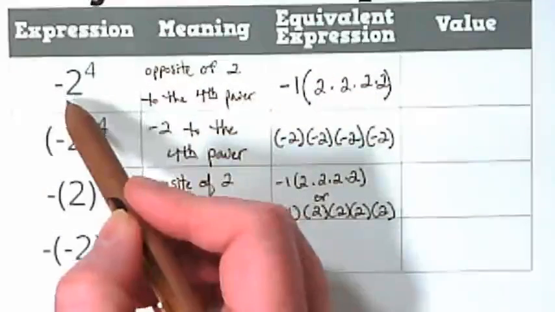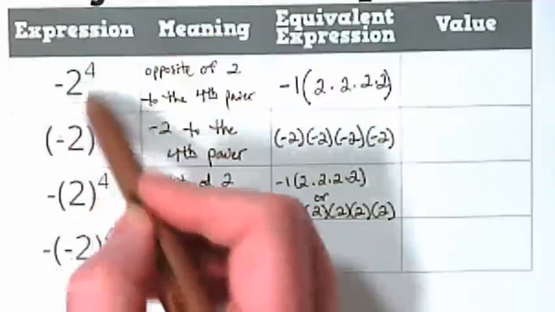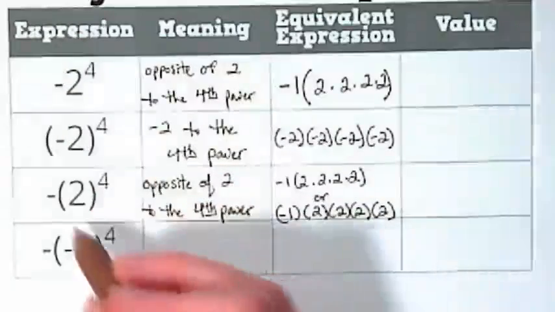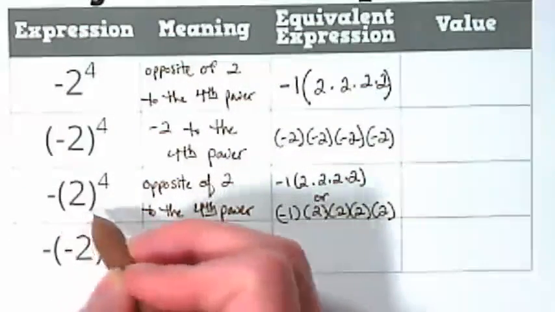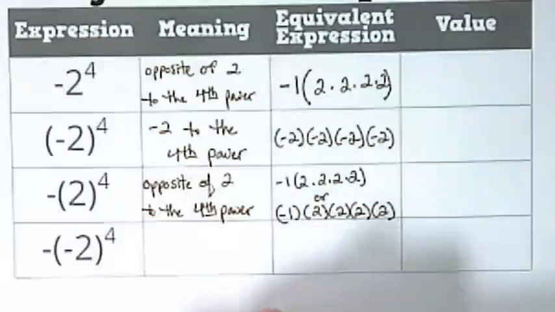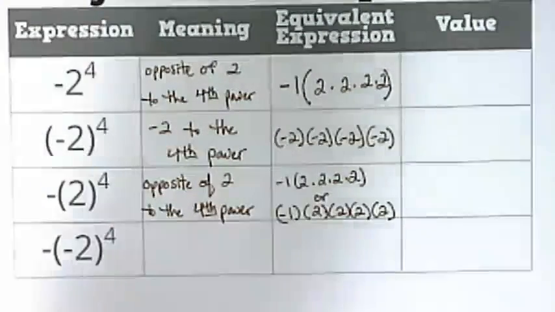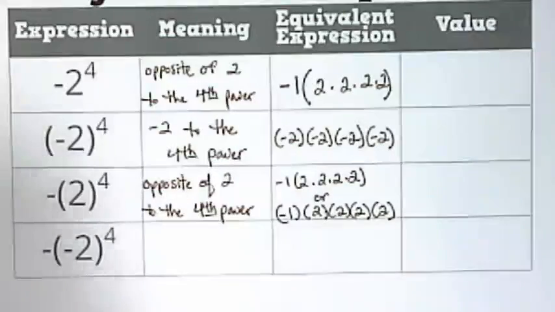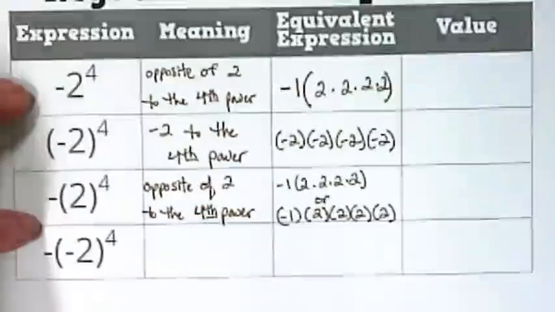Because this one is just showing that the two is connected to the negative. This one is showing that I can put things inside parentheses and it doesn't change that. It's just made parentheses visible where they don't have to be. These two do mean the same thing.